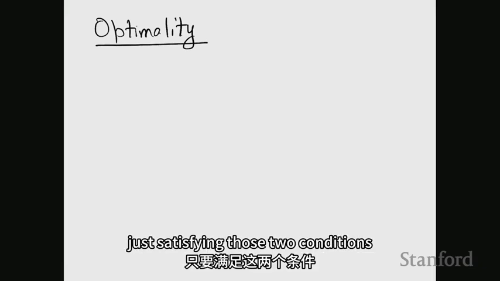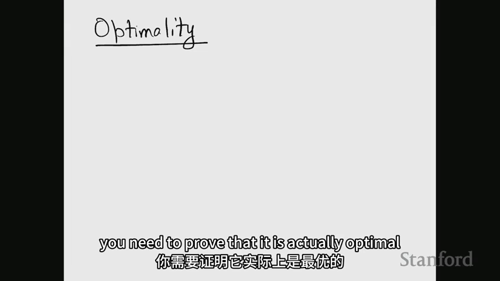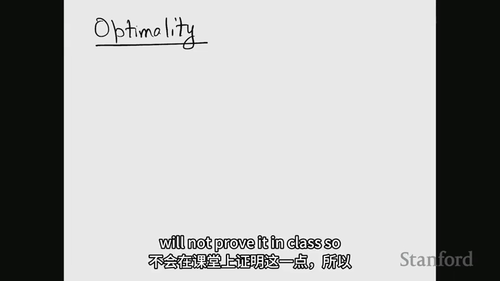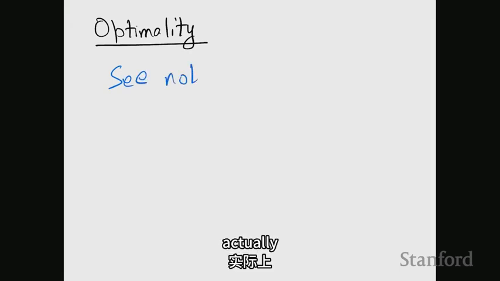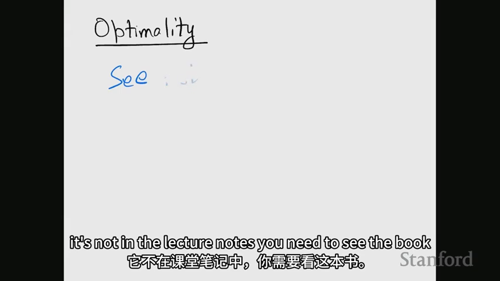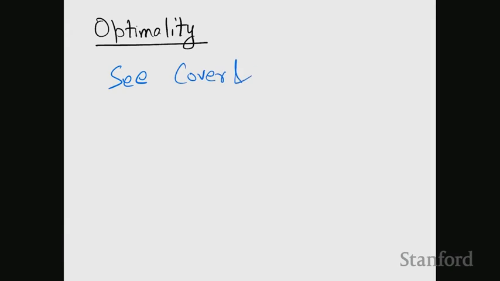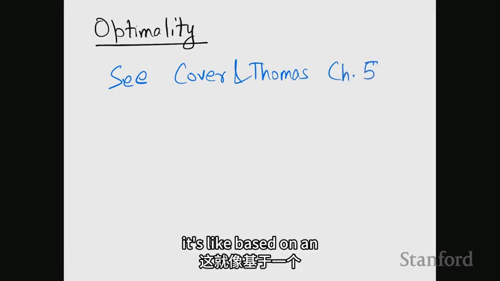So why is it optimal, right? Just satisfying those 2 conditions doesn't make the code optimal. You need to prove that it is actually optimal. We will not prove it in class. So we will see the lecture notes. Actually, it's not in the lecture notes. You need to see the book. So you see Cover and Thomas chapter 5 for the proof of optimality.